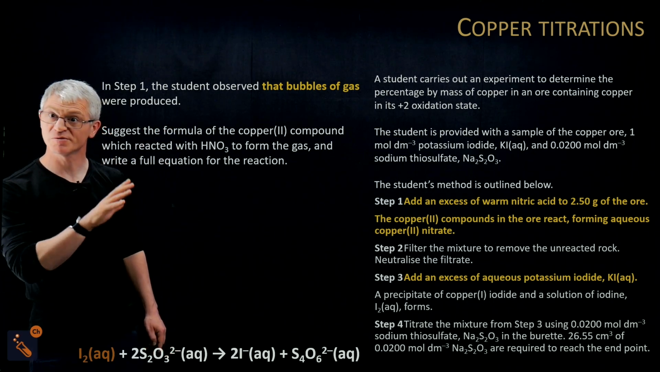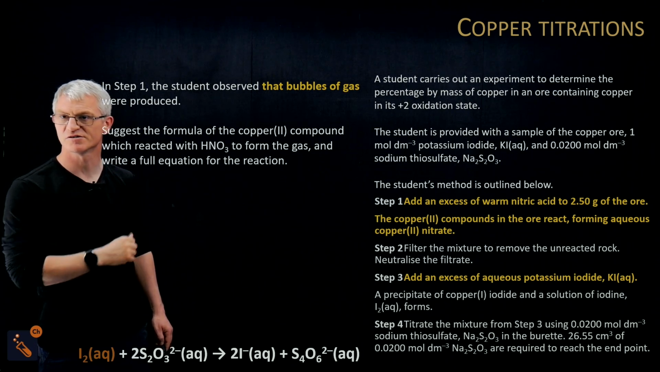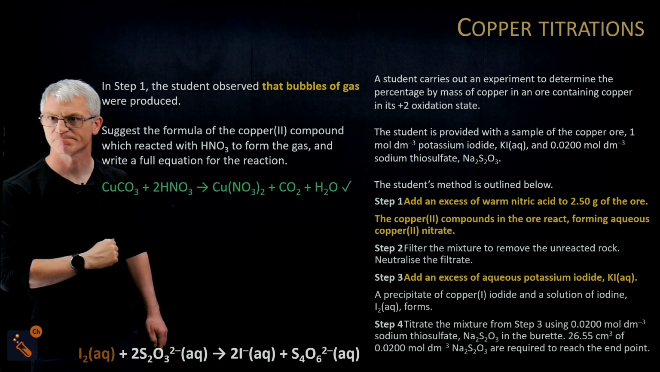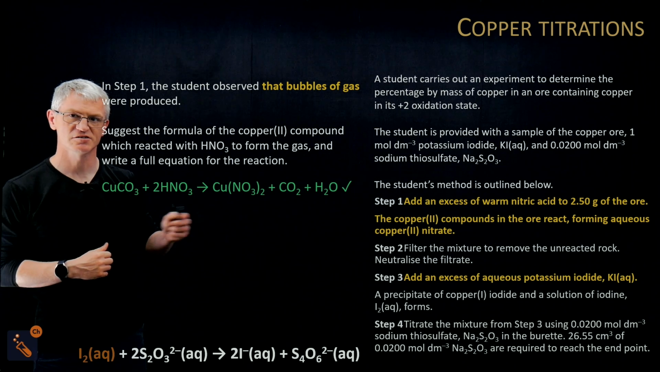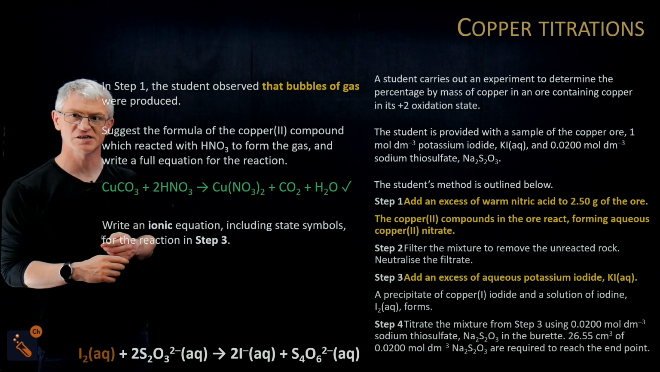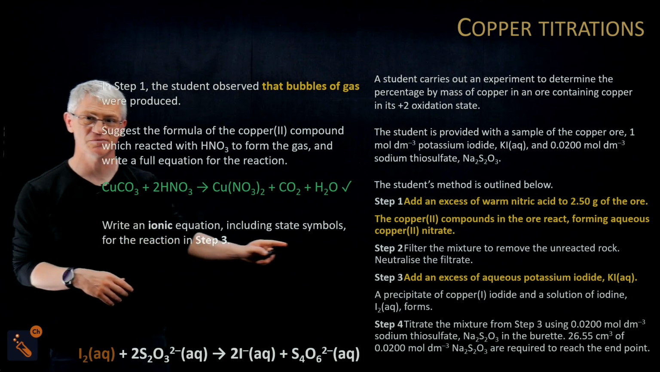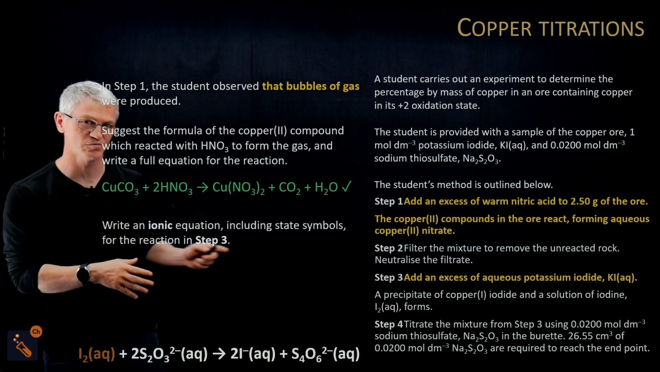If we then do that, stop the video, try and write out the equation I'm just about to show you. That's copper carbonate plus nitric acid. Okay, so there you have it. And there's your copper nitrate plus nitric acid, CO2, H2O. Now, next, write our ionic equation, including the state symbols for the reaction in step 3. So we've got step 3. Now, you've already done this equation. It's already been in the last one. Okay, so I'm seeing if you remember it.